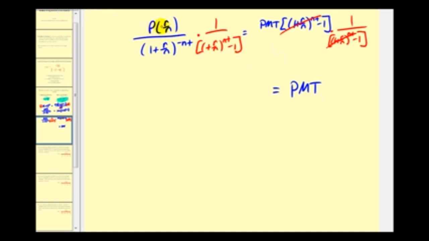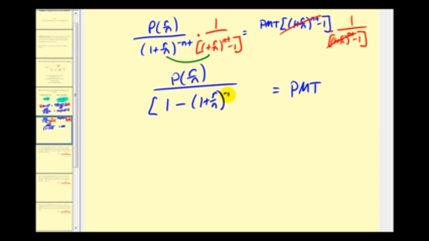Our numerator is still going to be P times R divided by N. Here we're going to multiply. We multiply 1 plus R over N to the negative NT power times 1 plus R over N to the positive NT power. We add our exponents, and that would give us an exponent of 0. So this first product is equal to 1, and then we have minus 1 plus R over N to the negative NT. And this is the formula that we use to determine the payment amount for a given loan in the amount of P. Let's go and take a look at our examples.